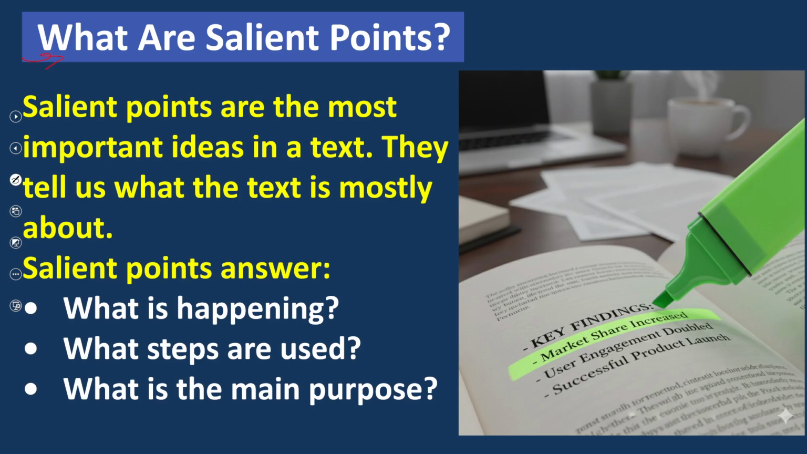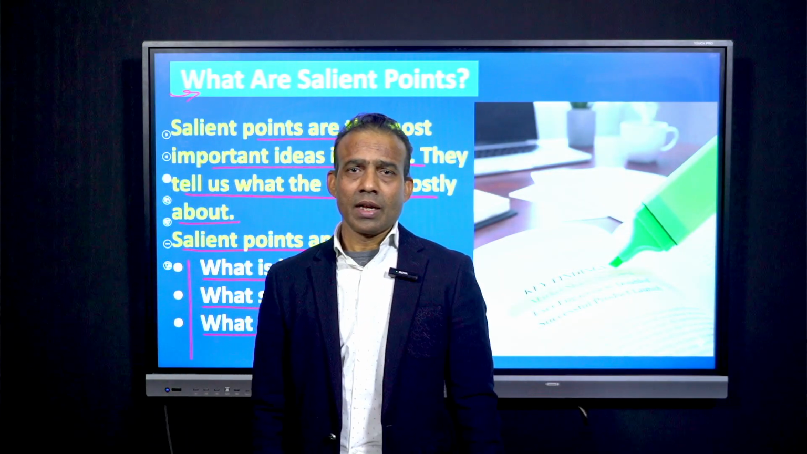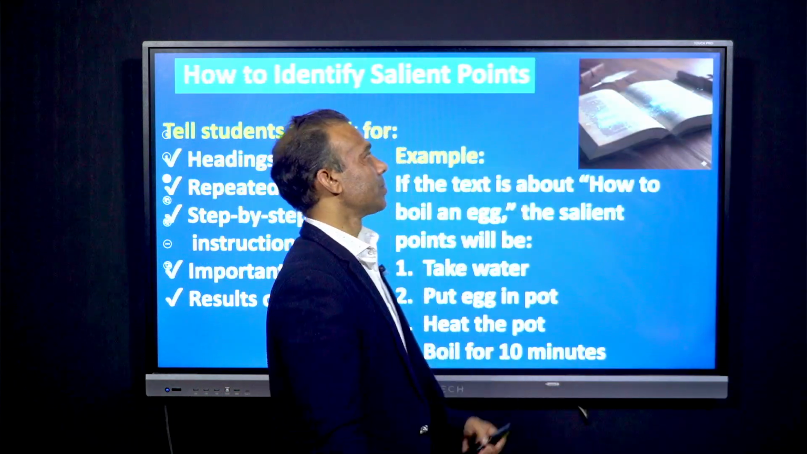What are salient points? Salient points are the most important ideas in our text. They tell us what the text is mostly about. So it can be said that salient points of any text are those points which are very important. Salient points answer what is happening, what steps are used, and what is the main purpose. The answers to these three points are the salient points. Now move to the next slide.